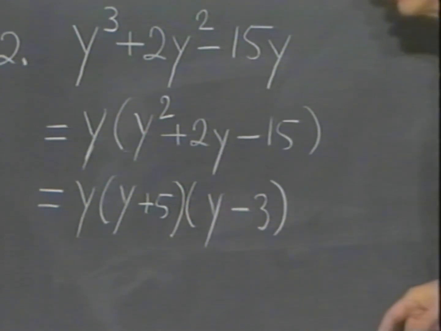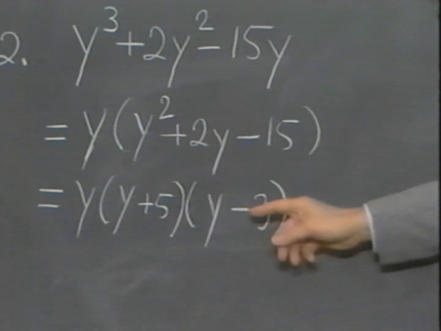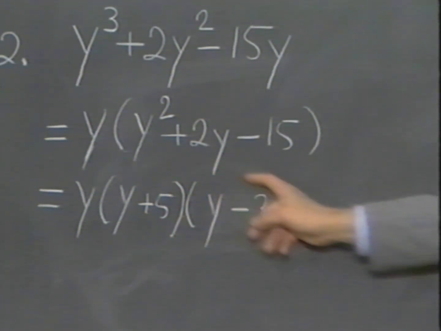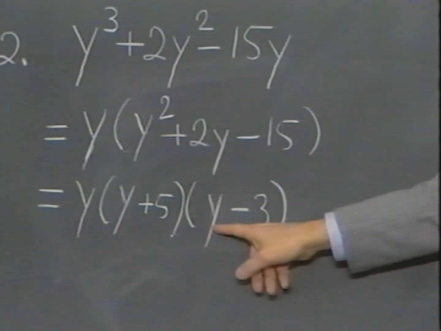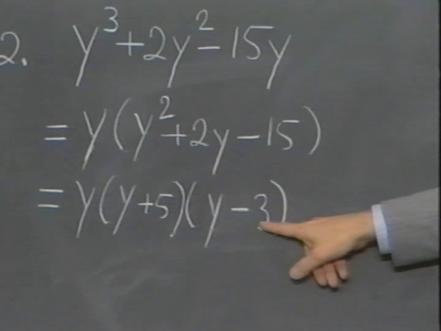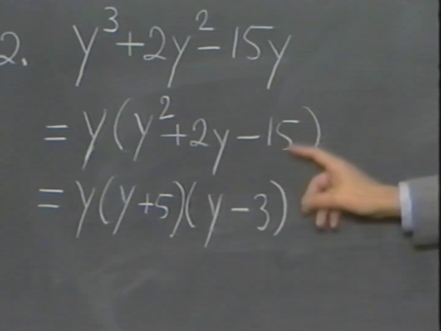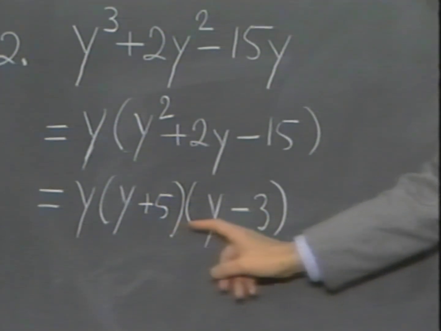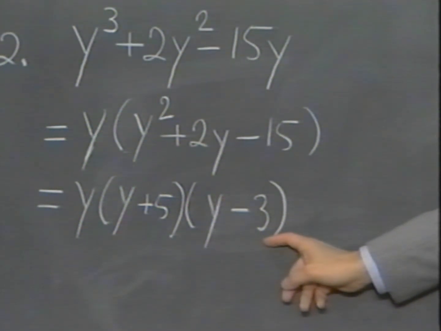minus 3. Now let's just check that that's right. Check. This is y squared. This is minus 3y plus 5y, which is plus 2y, and plus 5 times minus 3 is minus 15. So this expression is the product of three factors: y, y plus 5, and y minus 3.